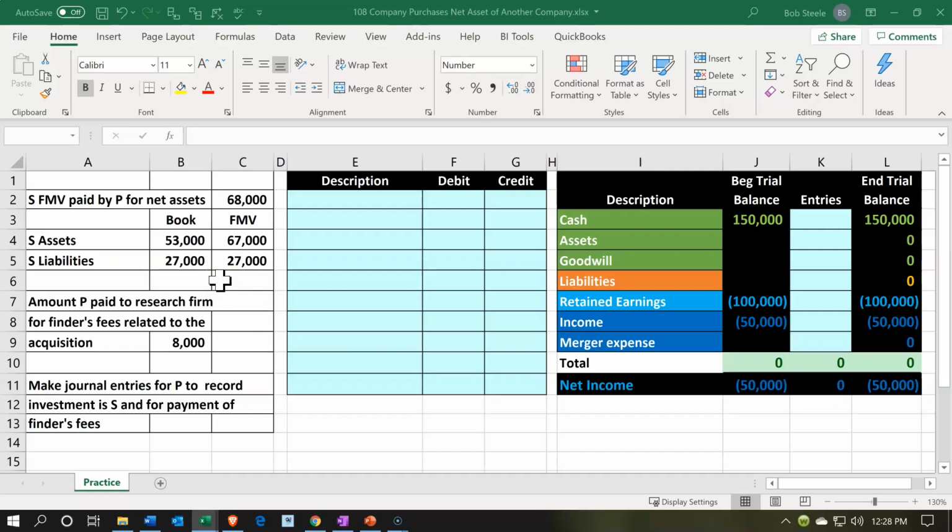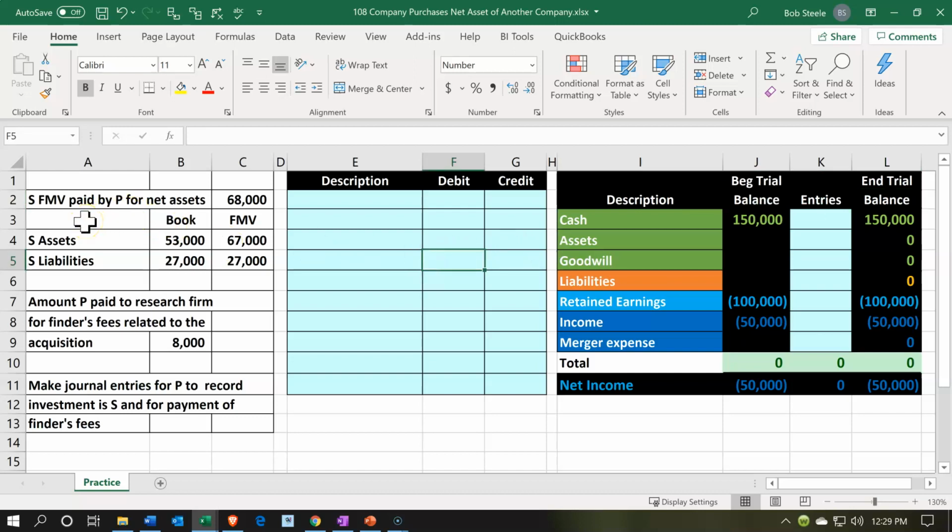Here we are in our Excel worksheet. We're going to have the information on the left-hand side. We're going to enter that information into a journal entry on the right-hand side, and then we're going to post that to a simple trial balance where we have the beginning balance, then our entries, and then the ending balance, just so we can see this in context with things that are in balance so we can post this. I think that's a useful practice to do.